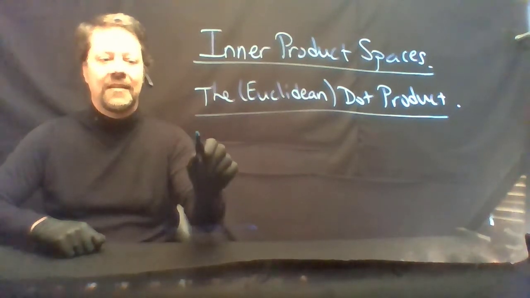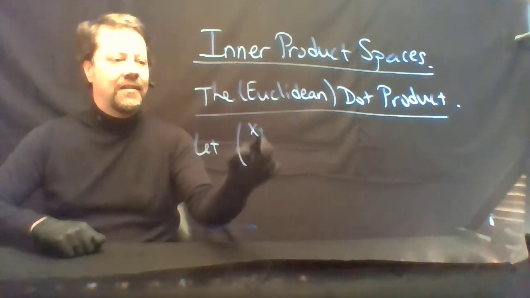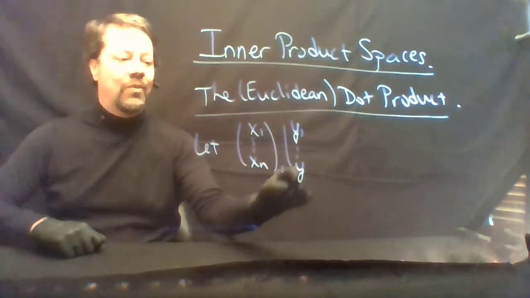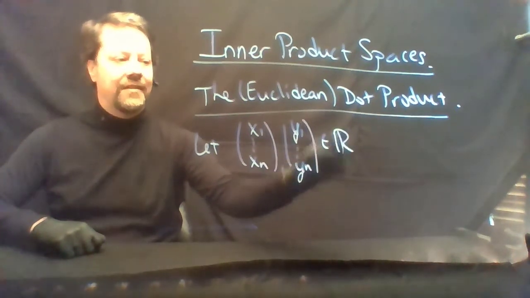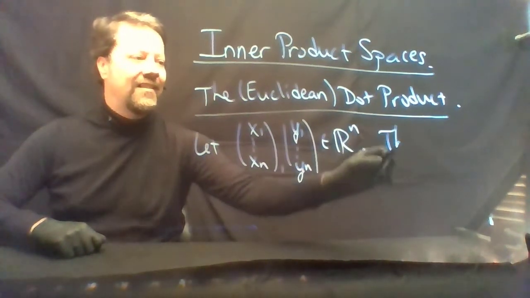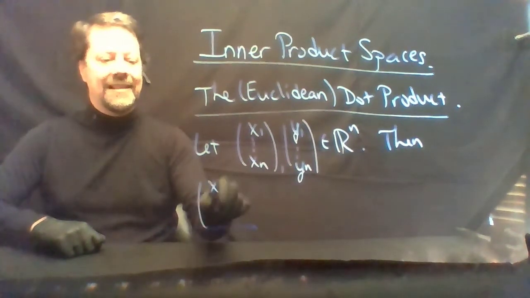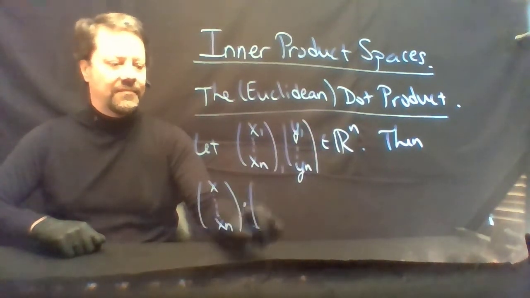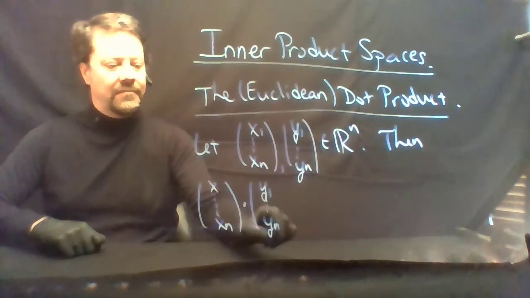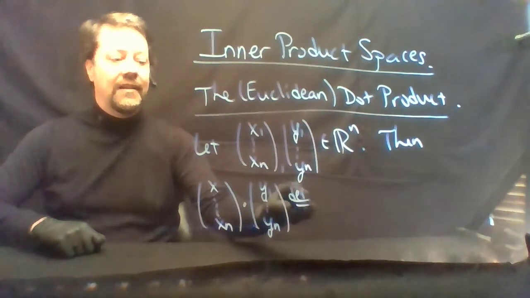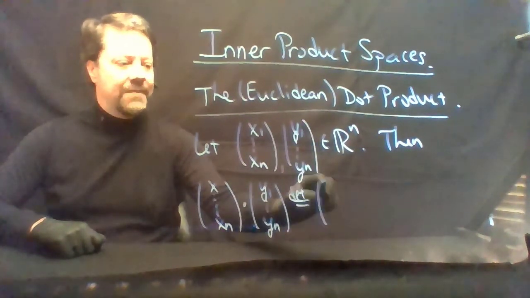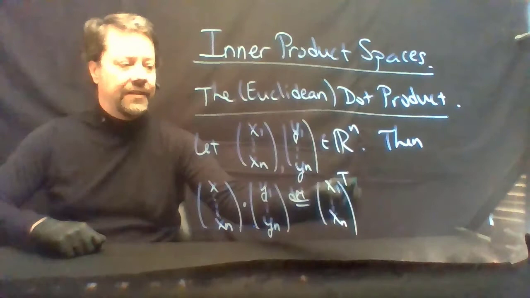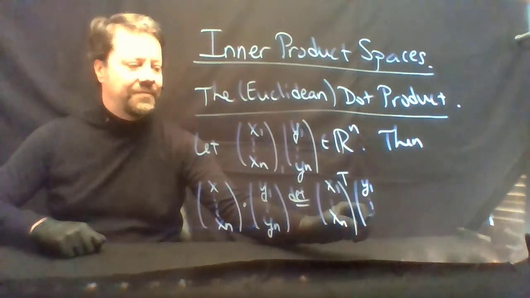In particular, let x1 to xn, y1 to yn be elements of Rn. Then the dot product of these two things is the transpose of the first vector times the second vector.